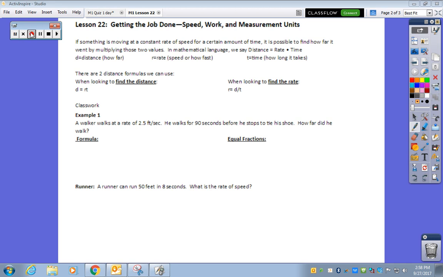So the distance, or d, is how far we have traveled. R for rate of speed tells us how fast we are going. And t for time is how long it takes.